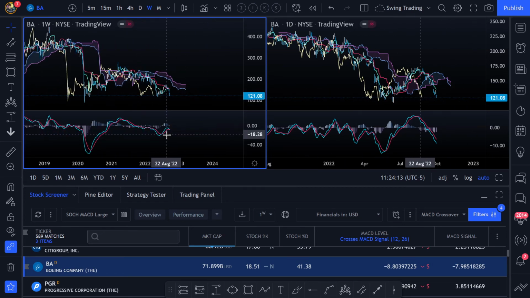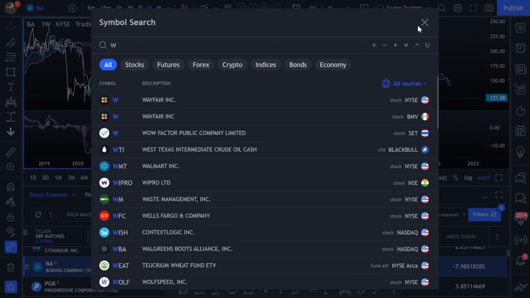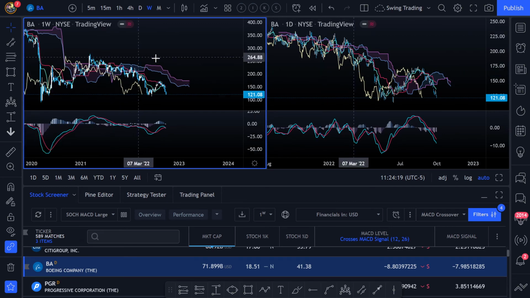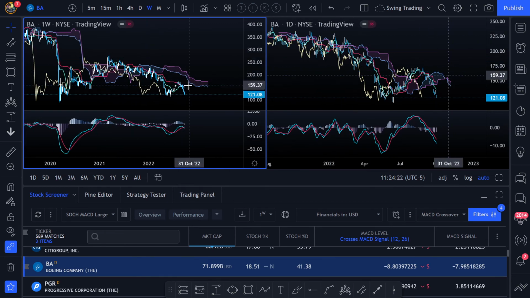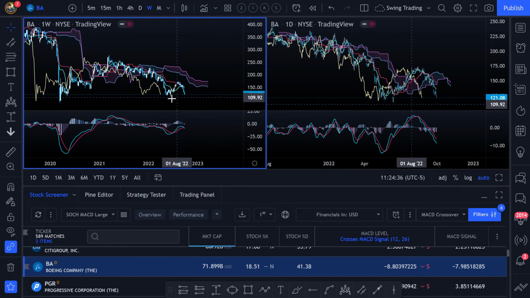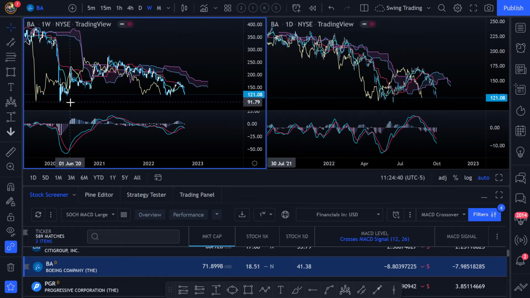So weekly MACD crossover, bearish in the weekly time frame, and it's also happening while the price is below the weekly Ichimoku. So if the price is able to break below the 114, perhaps this could be a short opportunity to target the previous support at 90.